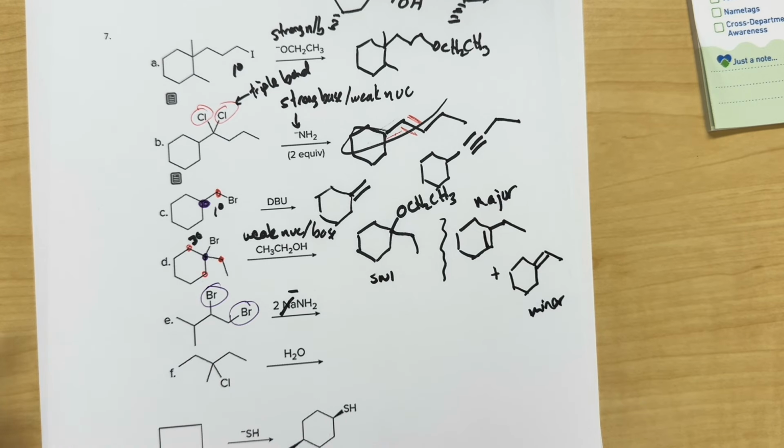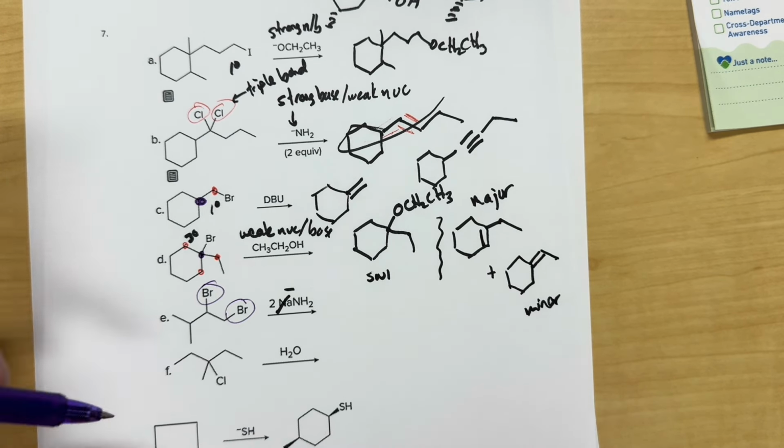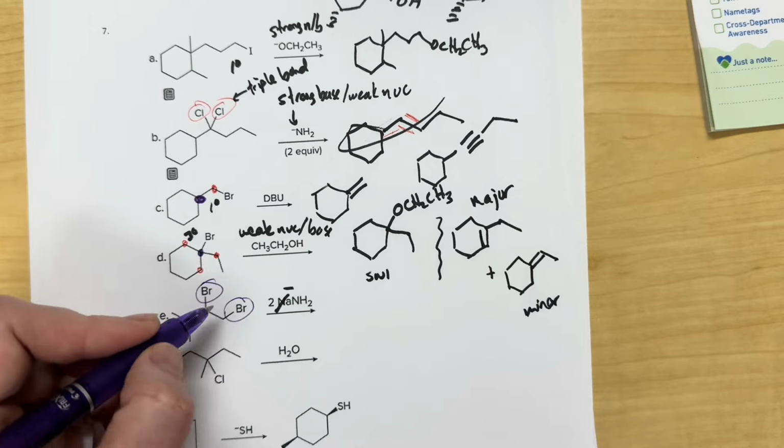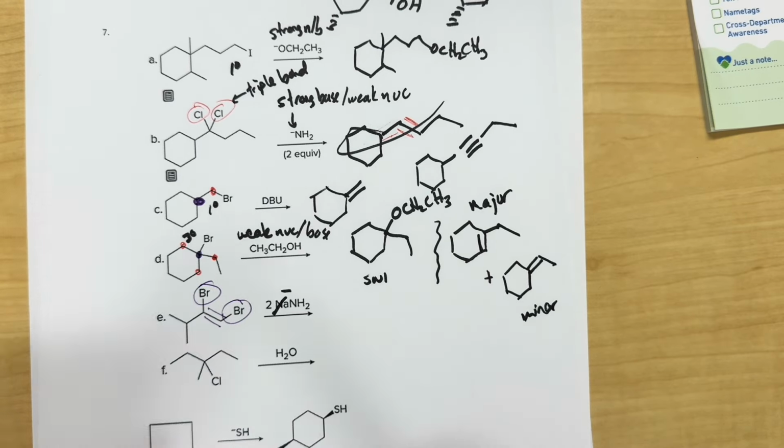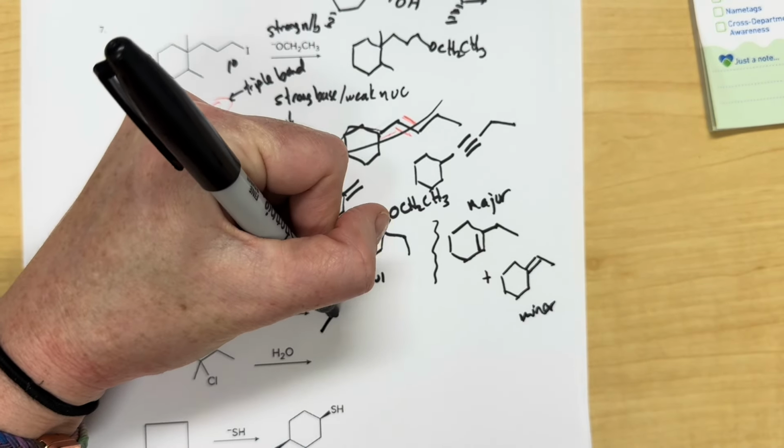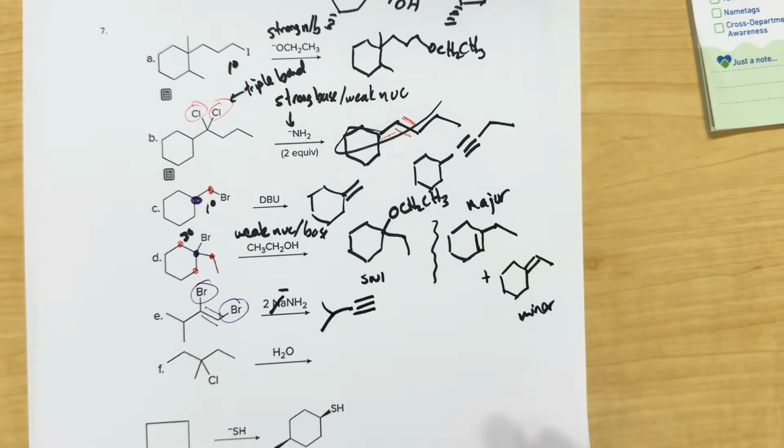I know this is going to be forming a triple bond. The question is, where is the triple bond going? It can't go here. It has to go between where those two things are. So we get it like that. Sound effects and everything.